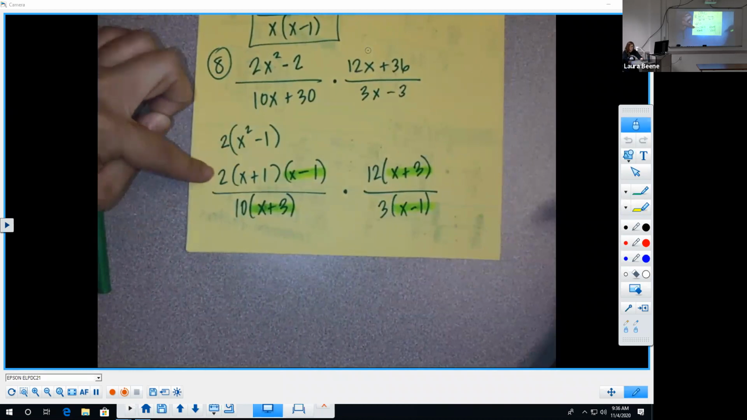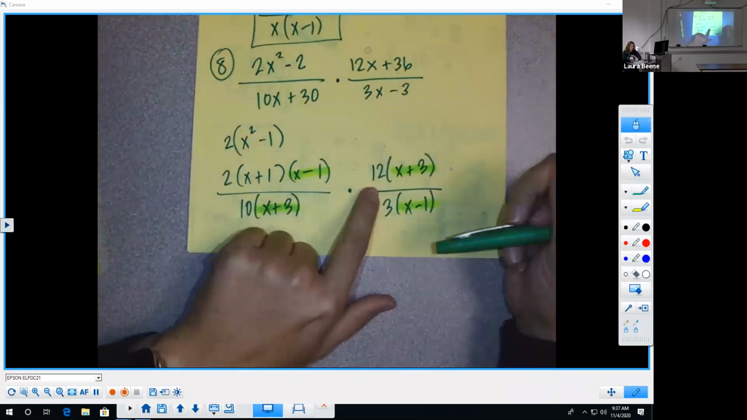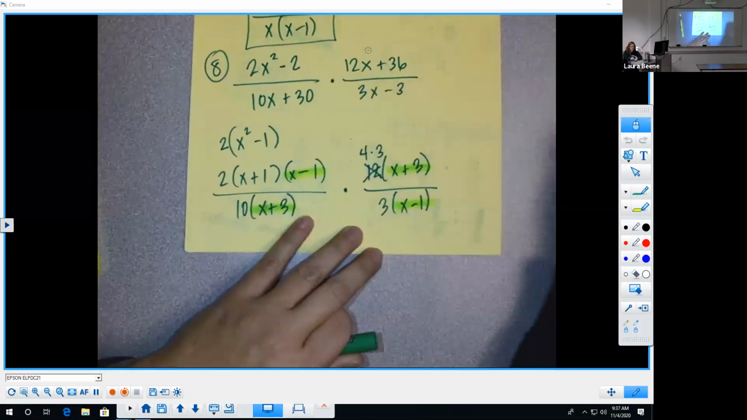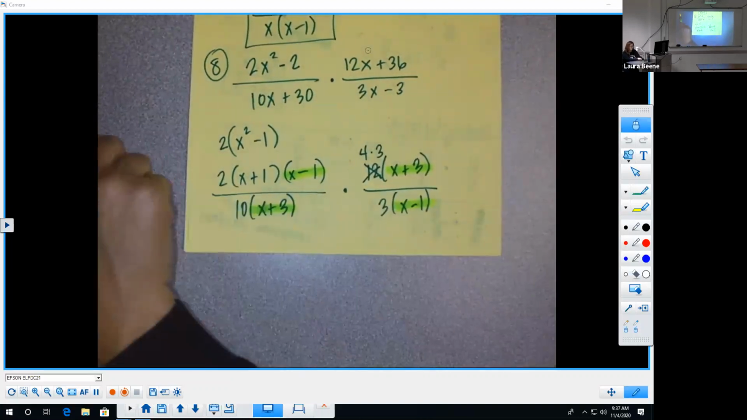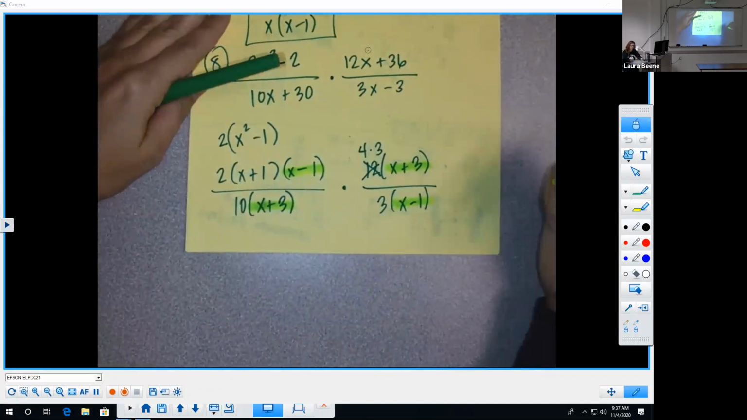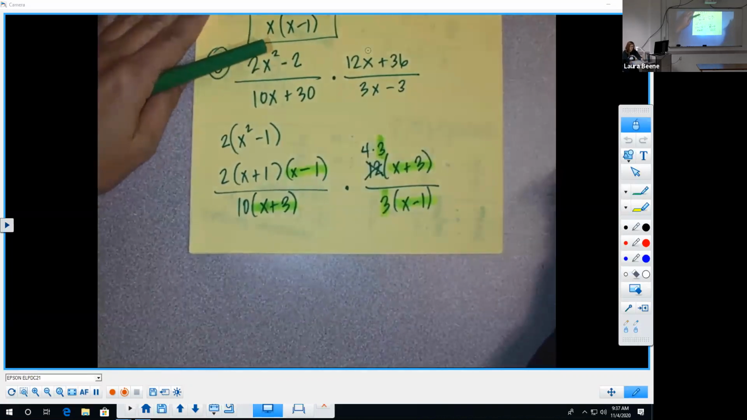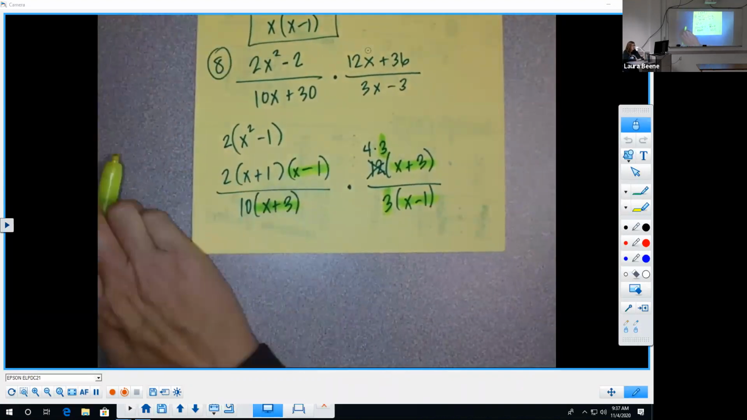But look at all my numbers. I have a 2, a 10, a 12, and a 3. Do you think I can divide out some of those numbers? Couldn't you rewrite 12 as 4 times 3 so that you can divide out your 3's? Right? So then I can divide out my 3's. So now I have a 4 left, a 2 left, and a 10 left.